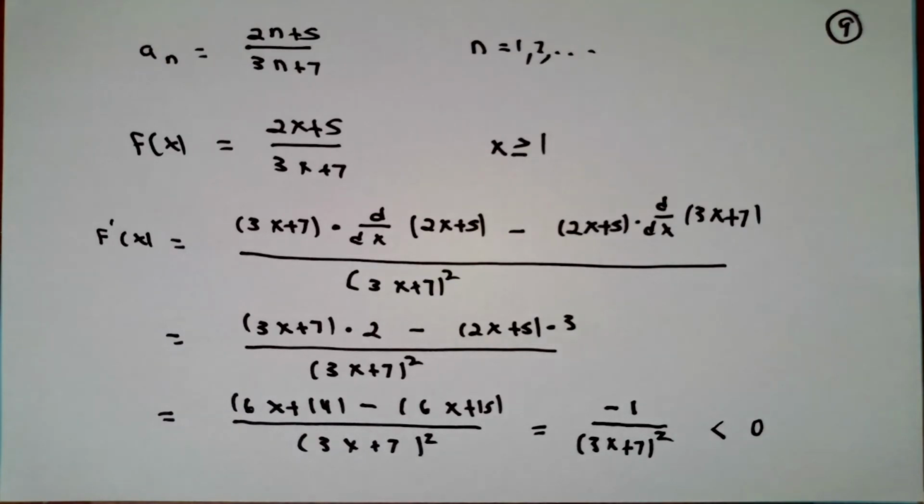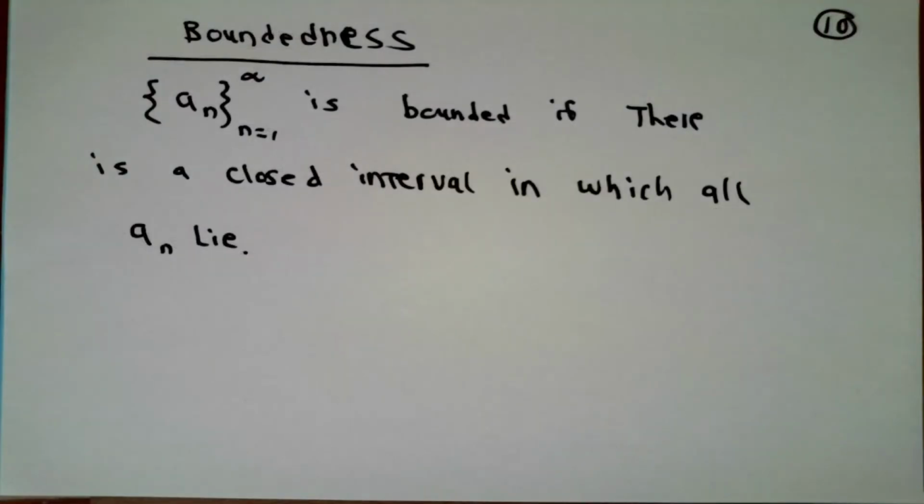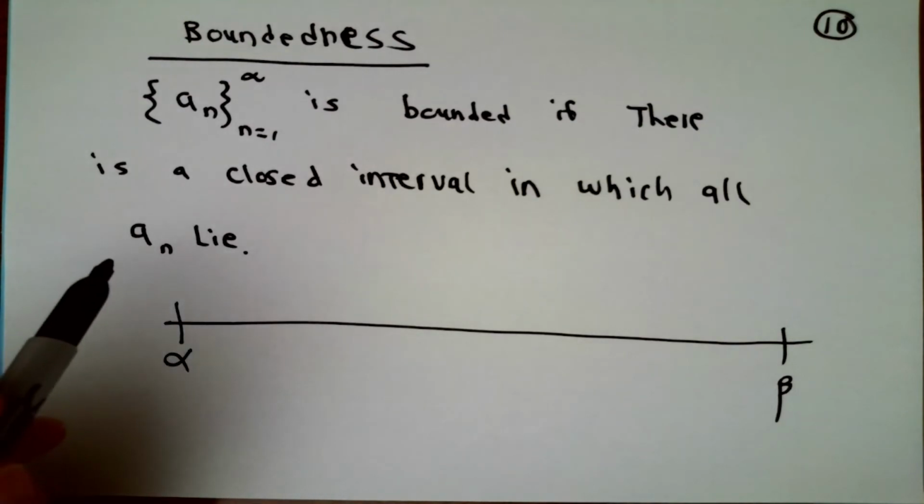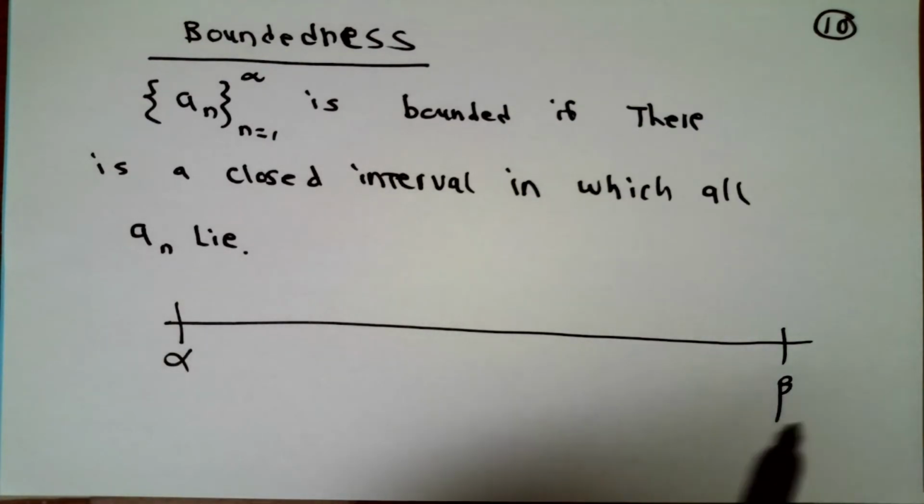So this tells me that if x is at least 1, f prime is negative, f is decreasing, and therefore our sequence is decreasing as well. And we're going to say that a sequence is bounded if there's a closed interval in which all of the sequence terms lie. All I mean by that statement is there is some actual honest to goodness number that I'll call alpha for convenience, and some other number beta, so that each one of these a numbers is between alpha and beta.